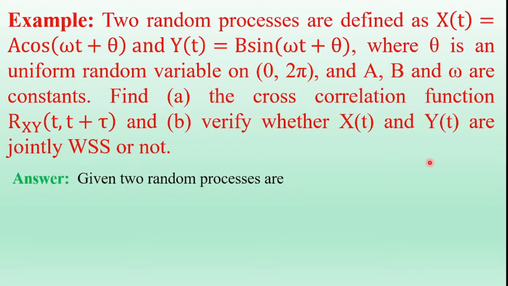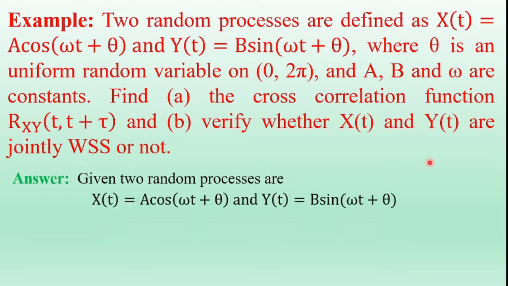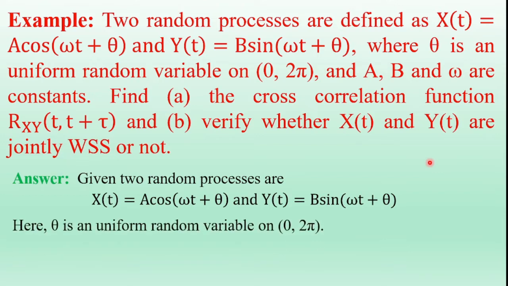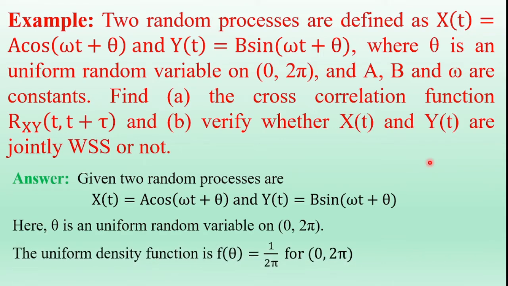Coming to the solution, given that the two random processes are x of t equals A cos of omega t plus theta and y of t equals B sin of omega t plus theta. Here capital A, capital B and omega are constants and theta is a uniform random variable over the interval 0 to 2 pi. Therefore the uniform probability density function of the random variable theta is f of theta equals 1 by 2 pi over 0 to 2 pi.